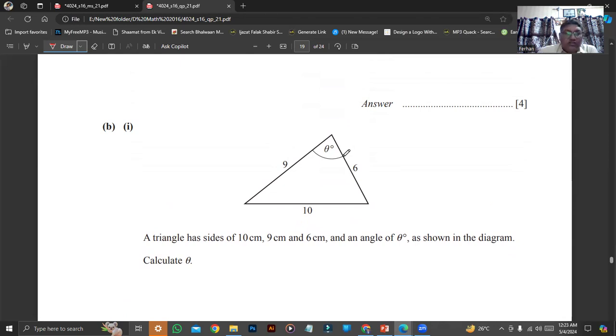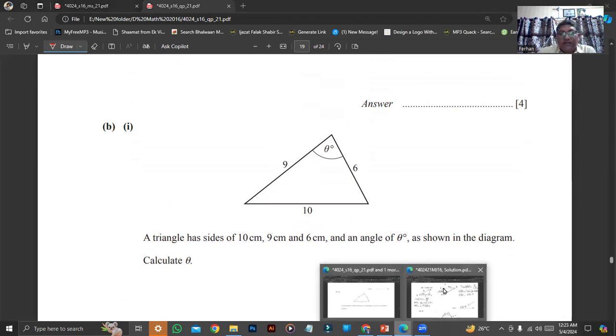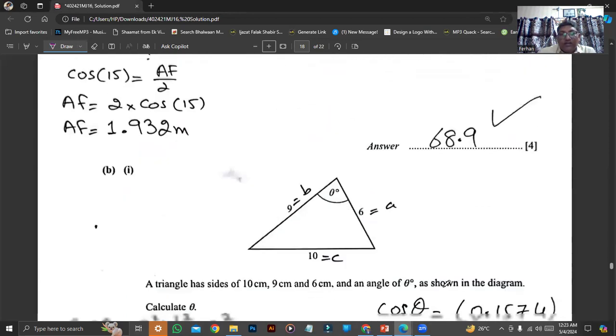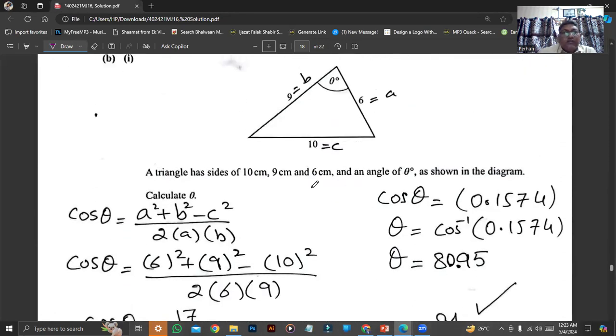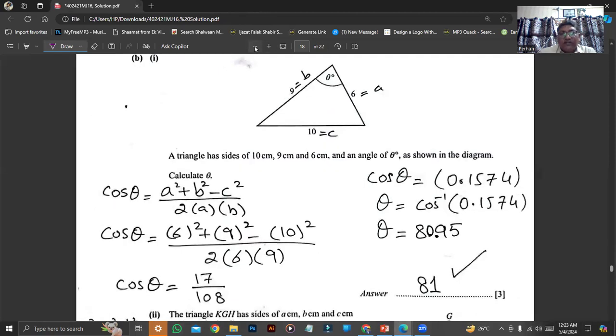So you know in the cosine rule, the formula is very simple. And let me show you. Let me reduce the size so you can see the whole thing together. Okay. Now, let's say this is B, this is A, this is C. I want this angle. So the cos of the theta will be equals to the a square plus b square minus c square divided by 2ab. So just substitute those values, and 6 square plus 9 square minus 10 square divided by 2 into 6 into 9. So upstairs you will have 17, downstairs you will have 108.